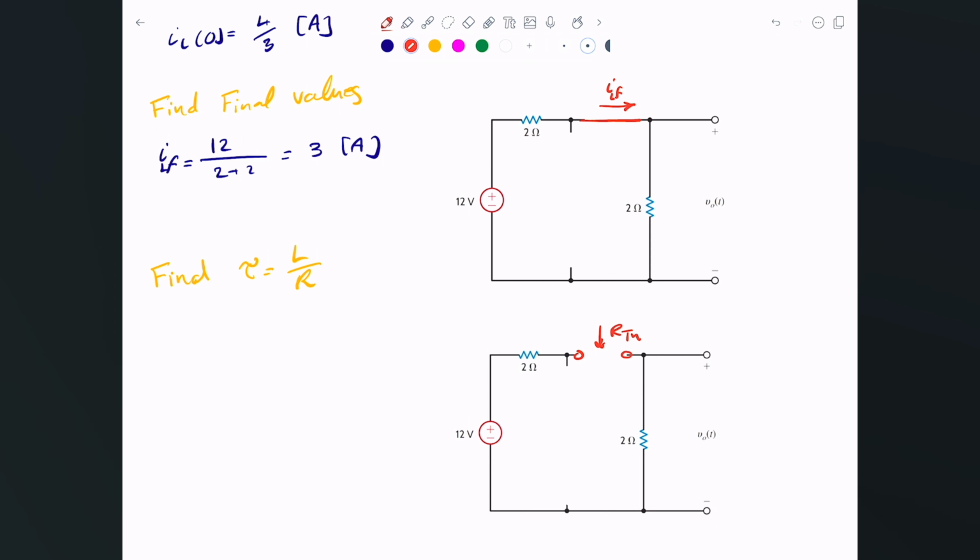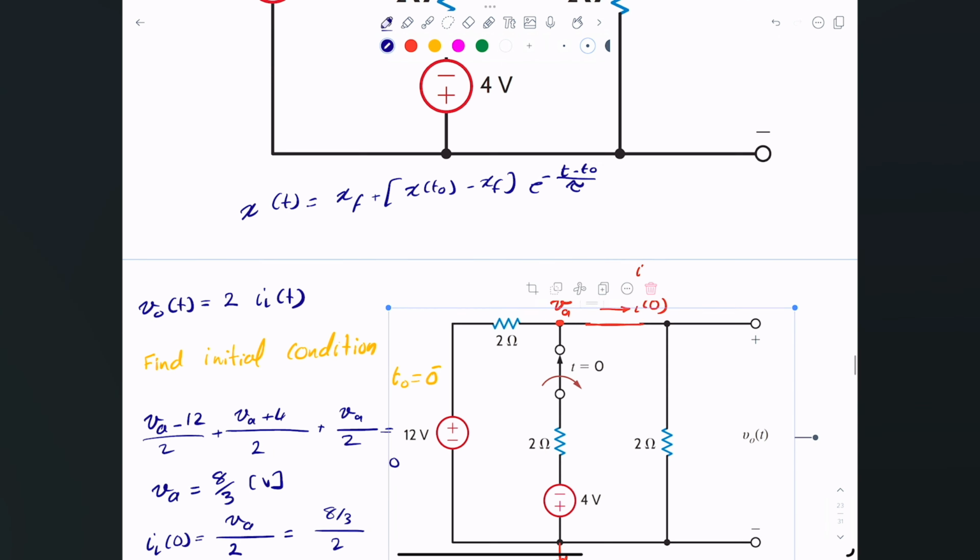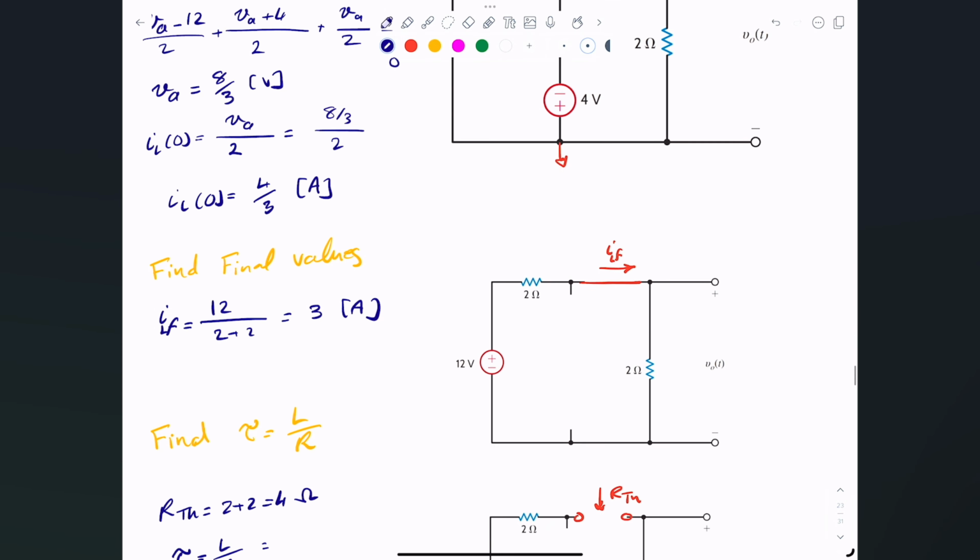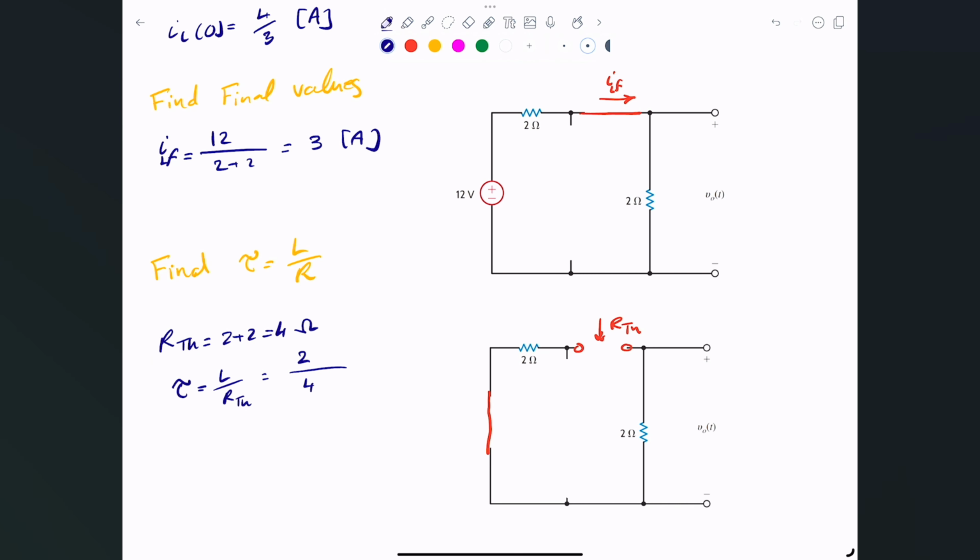And of course, we have a voltage source in here. We need to turn it off, and the way we turn it off is by replacing it with a wire. And you can see in here that R Thevenin is just 2 plus 2, which is just simply 4 ohms. So that means tau is just simply L divided by R Thevenin. What's the value of L? Where's the inductor? The L happened to be 2 henries. So that's 2 divided by 4, which is 0.5 seconds. That means 1 divided by tau is 1 divided by 0.5, which is 2 seconds to the minus 1. All right, and I think we have everything we need.